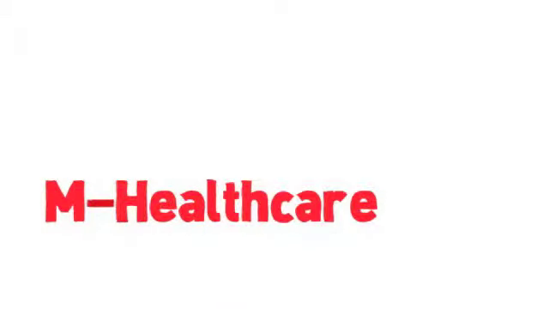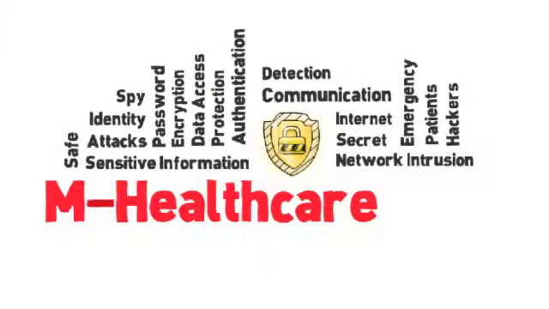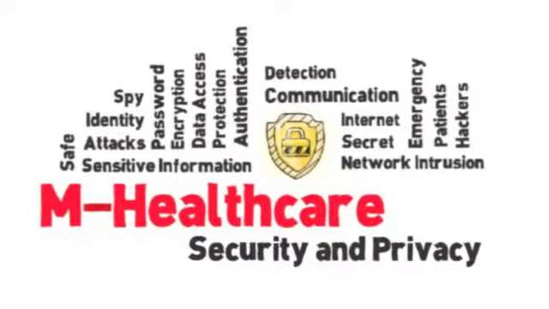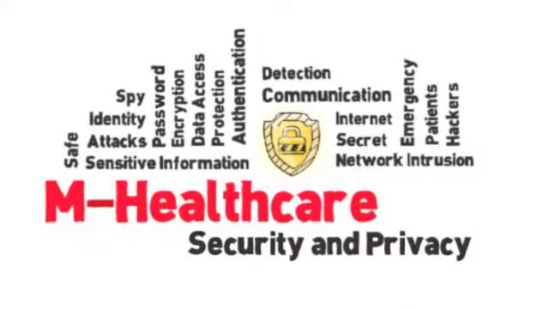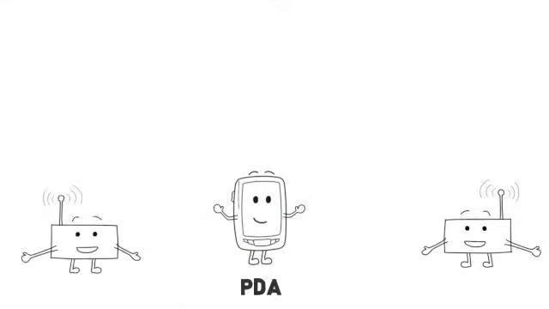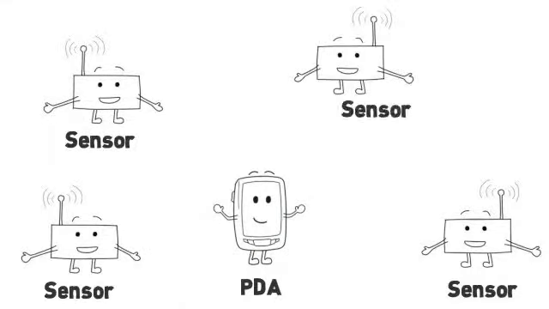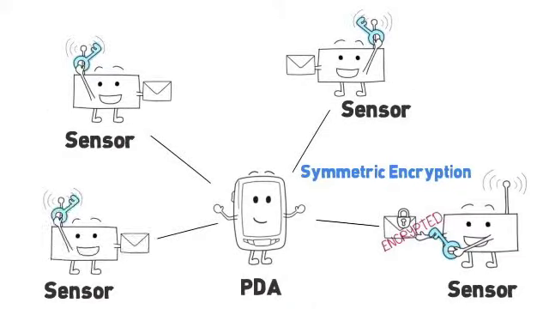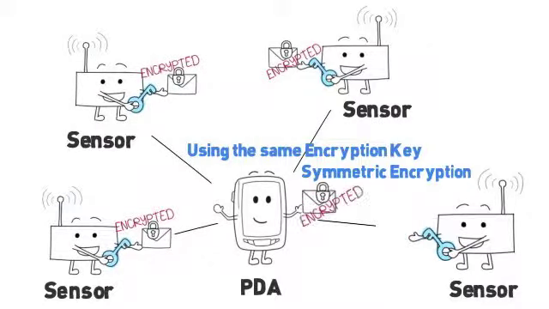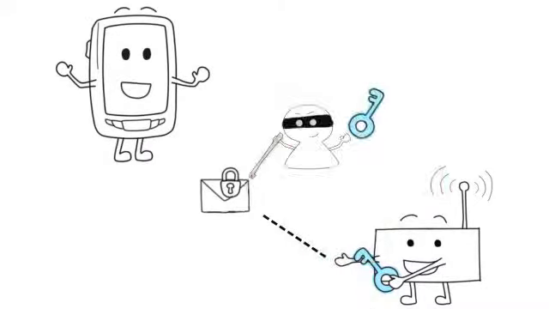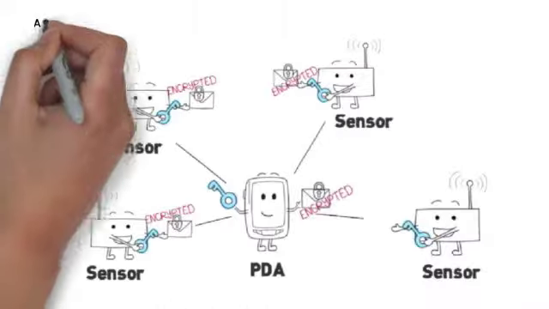Though M Healthcare has tremendous benefits, it also has many concerns. One main concern is the security and privacy of the system. For example, if a body sensor is compromised, sensitive information about the user will be revealed. To address this issue, the communications between the body sensors and PDA will be encrypted. However, most of the time, a single encryption key will be used to encrypt all communications.